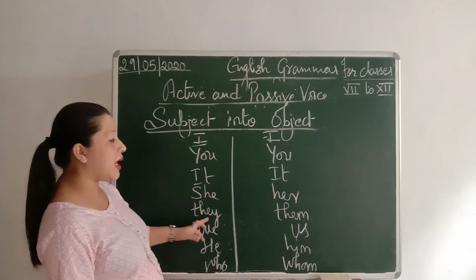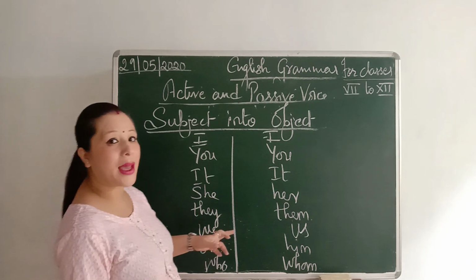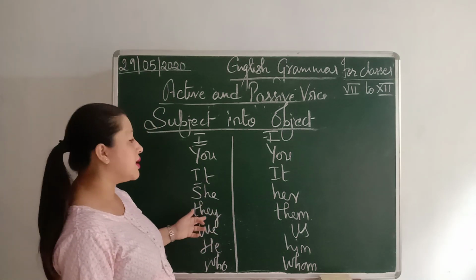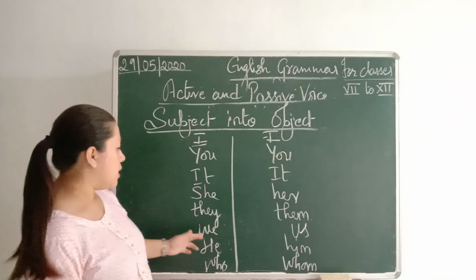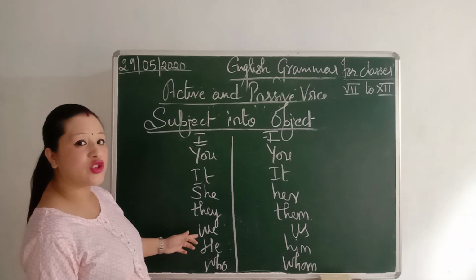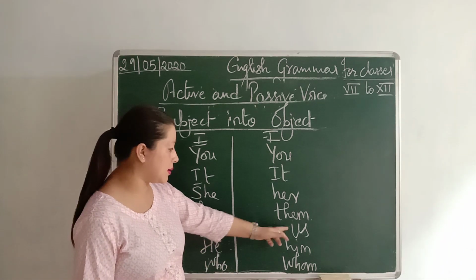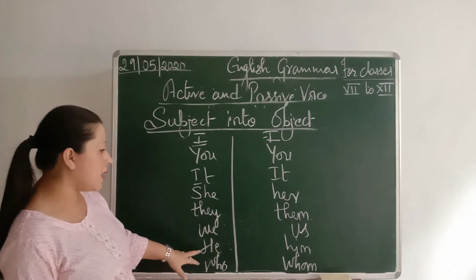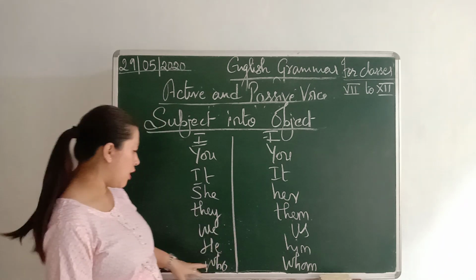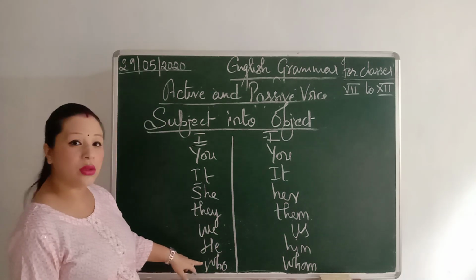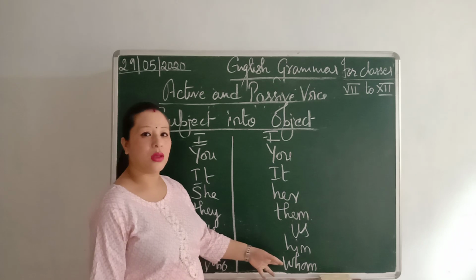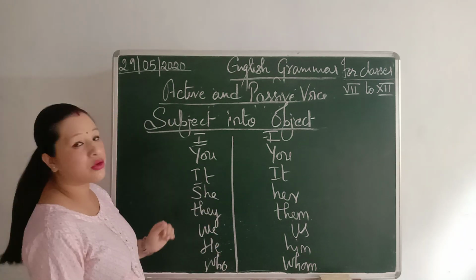Next, if there is they in active voice, when you change it into a passive voice, this they becomes them. Next, if there is we in active voice, if you change it into a passive, it becomes us. If there is he, it changes to him. If there is who, it changes to whom. These are the important points to remember.